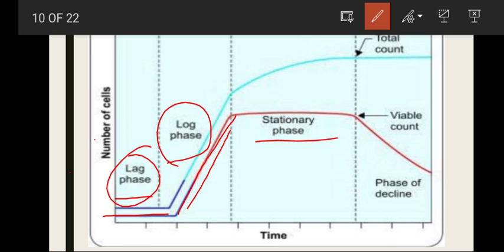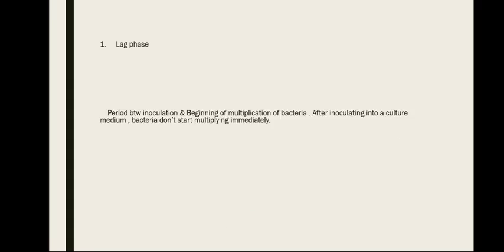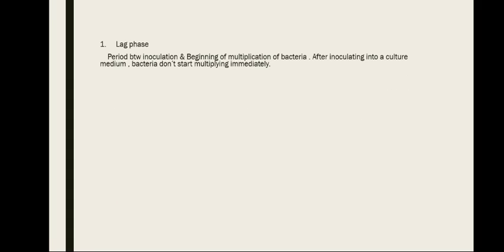In the stationary phase, there is no multiplication of the bacteria. That means the multiplication of the bacterium completely stops. And in the decline phase, the bacterium completely stops. And here you can see clearly, the lag phase. That means the period between inoculation and beginning of multiplication of the bacteria.